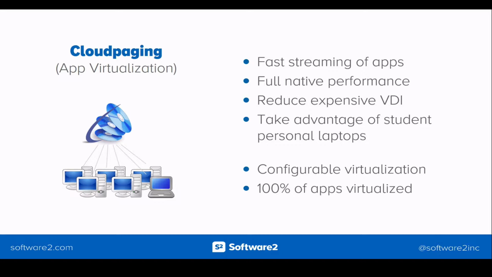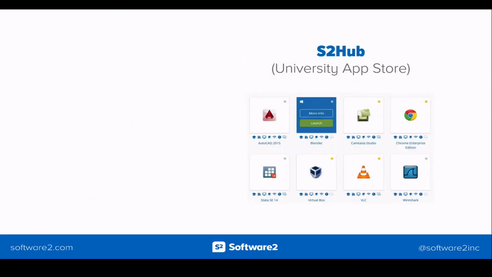And then what Software 2 added was the S2 Hub, or the Software 2 University App Store. And what that allowed us to do is provide all of the software through a university app store. We could target users or machines, so we could say this application is available on these computers or to these students, just as you'd expect from any software deployment technology.